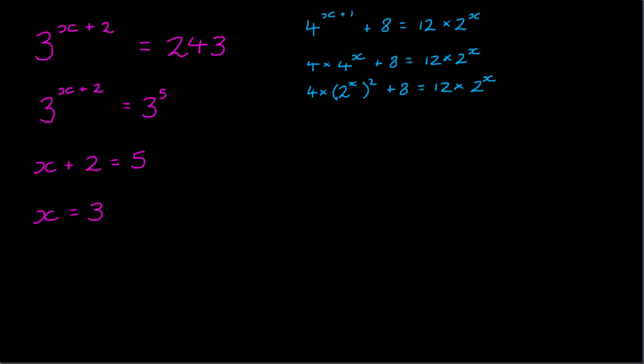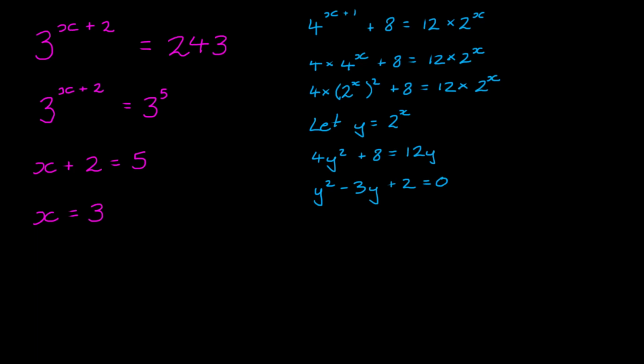Now you may not immediately realize this, but we've actually got a quadratic here, and it's easiest to see if we make a substitution. So we'll say let y equal 2 to the power of x, and then we can immediately see that we've got 4y squared plus 8 equals 12 lots of y. Dividing through by 4 and rearranging, we get y squared minus 3y plus 2 equals 0.